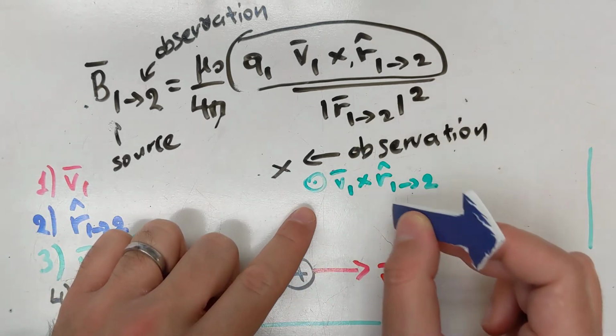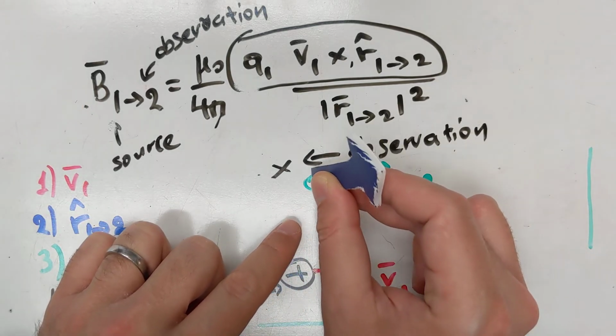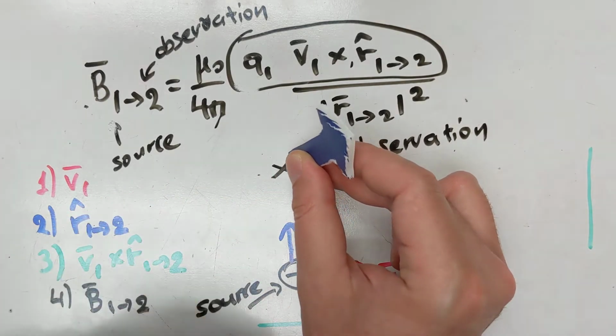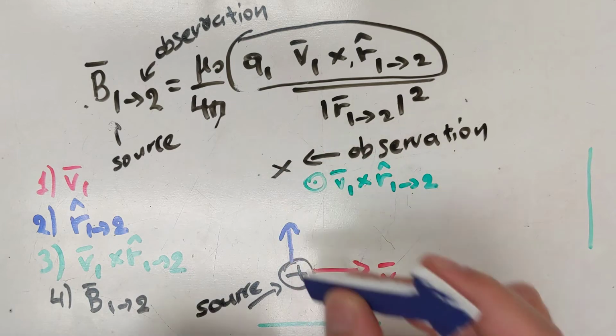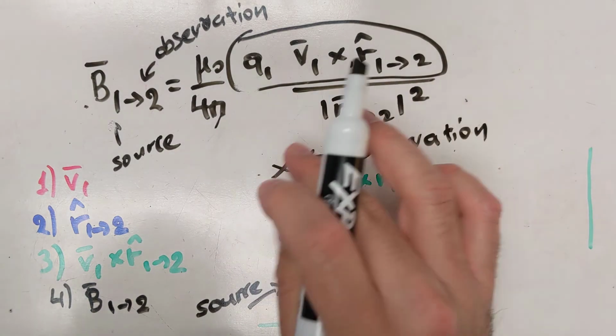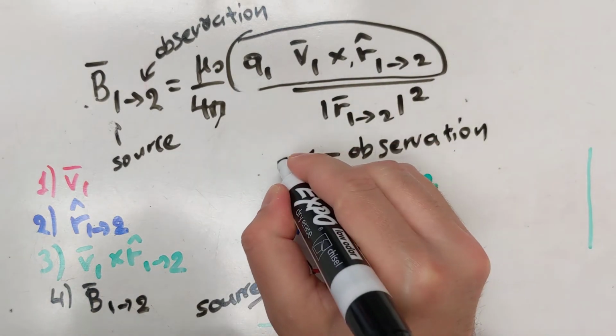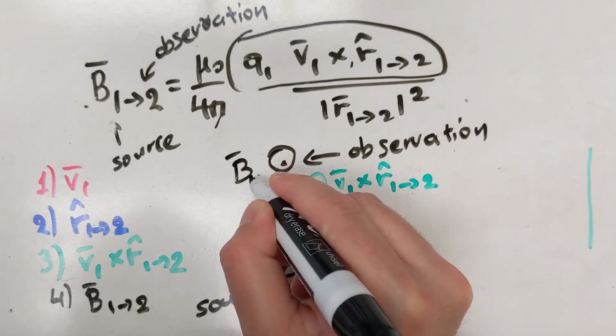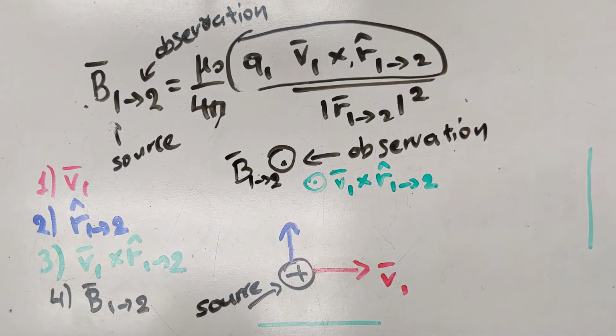So, since the cross product V cross R hat points out of the page, the magnetic field here also points out of the page. So for B, that's my observation location. The magnetic field here points out of the page. B from 1 to 2.